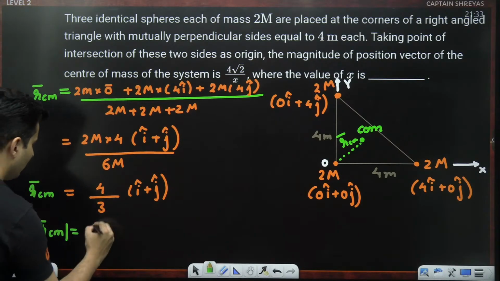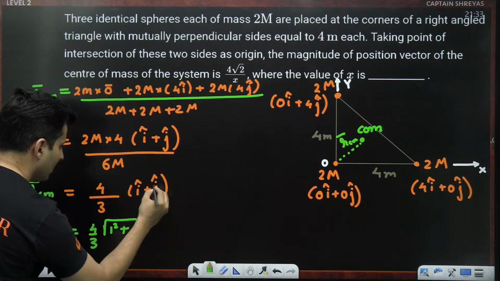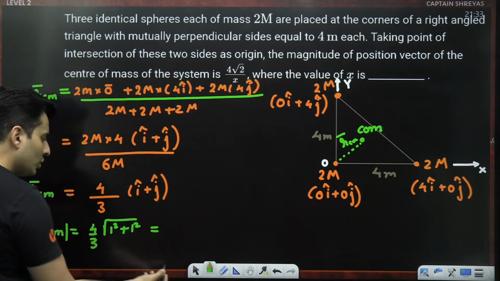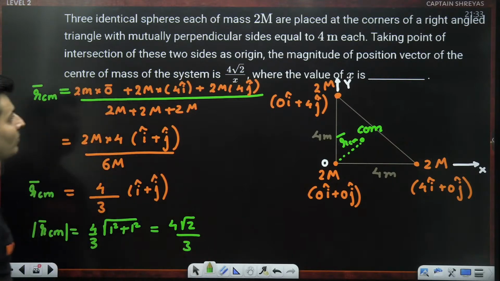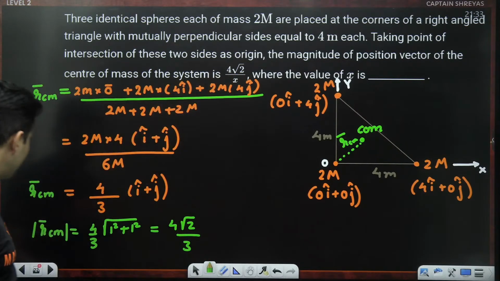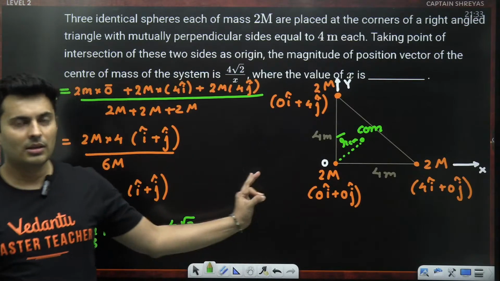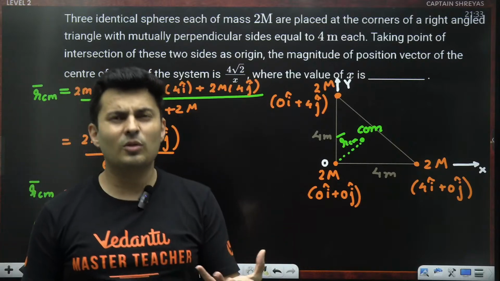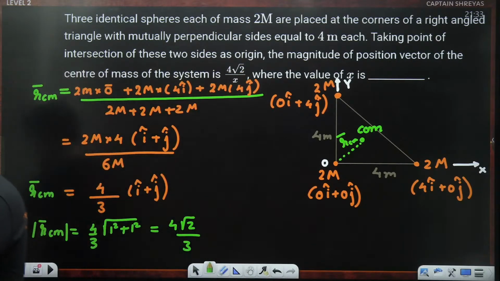So the magnitude of this will be 4 by 3 root of i cap square, j cap square's coefficient is also 1. So 1 square plus 1 square is 2, so root of 2. So 4 root 2 divided by 3. So 4 root 2 by 3 is the answer. Perfectly matching. If you do this via i cap, j cap, it is easier, rather than finding the x coordinate and then the y coordinate and then taking the total thing.